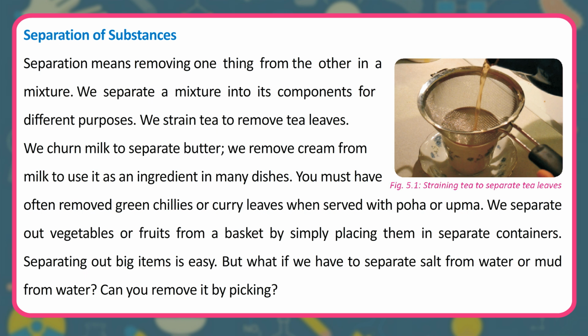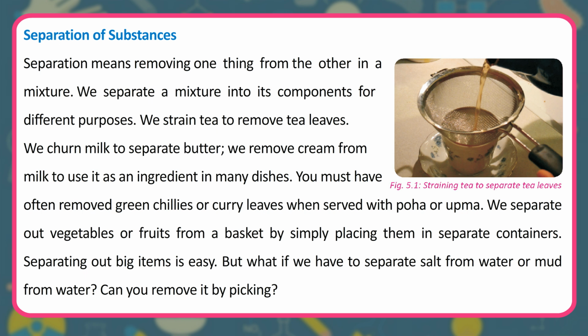Separation of substances. Separation means removing one thing from the other in a mixture. We separate a mixture into its components for different purposes. We strain tea to remove tea leaves. We churn milk to separate butter. We remove cream from milk to use it as an ingredient in many dishes. You must have often removed green chilies or curry leaves when served with poha or upama. We separate out vegetables or fruits from a basket by simply placing them in separate containers.